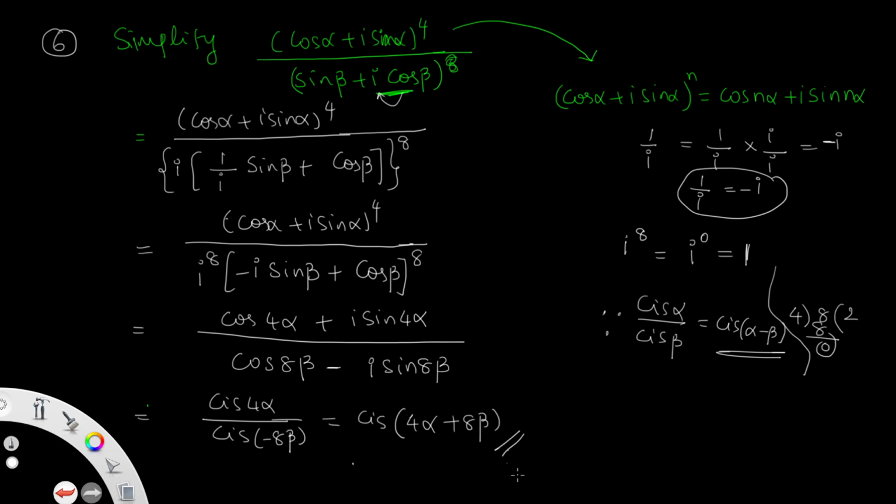All of you please make a note, then go to the next question, question number 7. So that is simplified. Don't get confused, i power 8 is nothing but i power 0. Why? Because we divide the power by 4 when it is greater than 4, so the remainder is the power of i. Whereas for omega, when the power is greater than 3, divide the power by 3 only. Don't get confused. It is in the form cis alpha by cis beta, that is cis of (alpha minus beta). Here minus is there, so it becomes 4 alpha plus 8 beta. That's all. Then go to the 7th bit, next page.